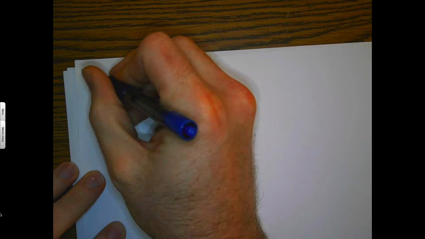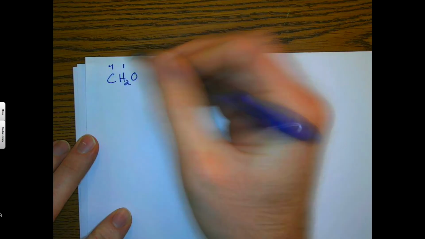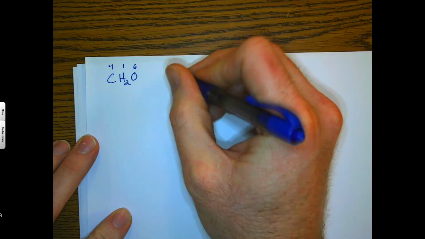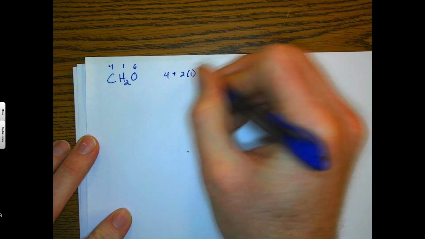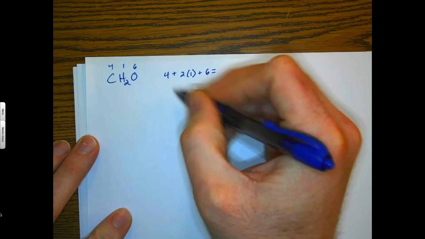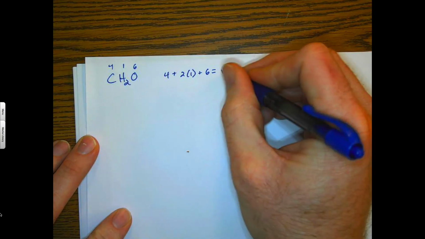So let's take a look at another one. CH2O. Carbon's got 4, hydrogen's got 1, oxygen has 6. So we have 4 plus 2 times 1 plus 6. So 4 plus 2, that's 6. So that's 12 total valence electrons.